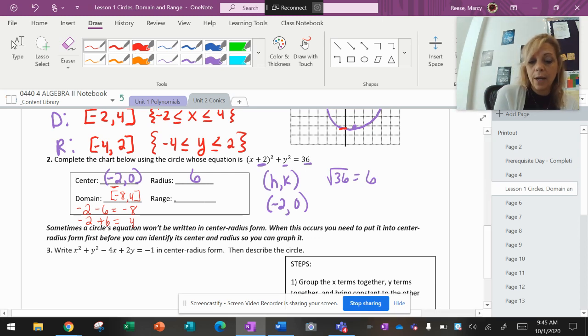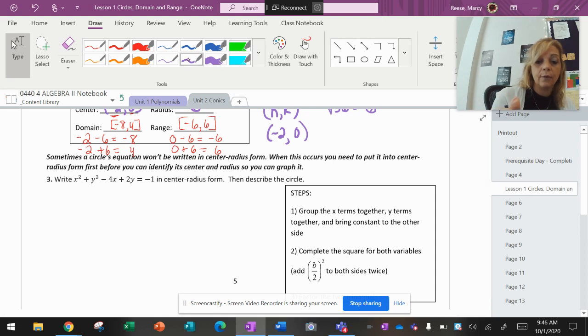Okay? Now, range. I'm going to go to that 0. Range is the y. I'm going to minus the radius. I'm going to add the radius. So if I were to graph it right now, that would be my range value. Okay?